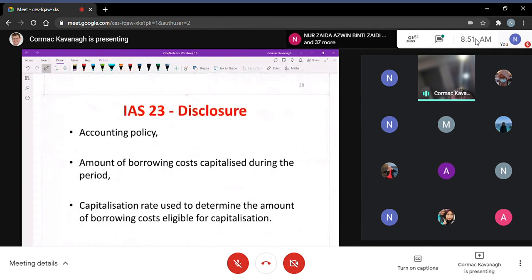Disclosure, not a big fan of disclosure requirements, so we're not going to spend any time on those. In the real world, what happens with disclosures is at the end of the audit, you'll download a disclosure requirement checklist, and you will complete that to make sure that you've satisfied all the disclosure requirements.